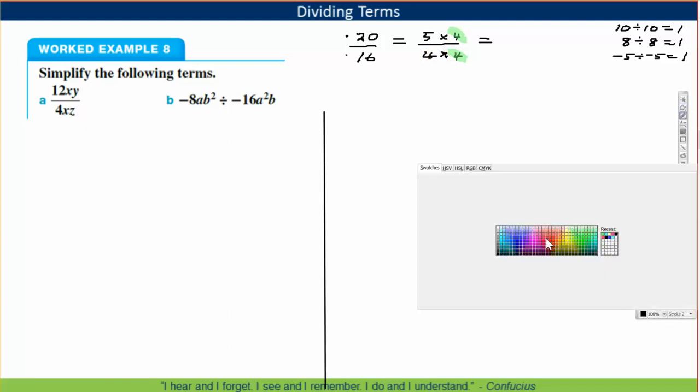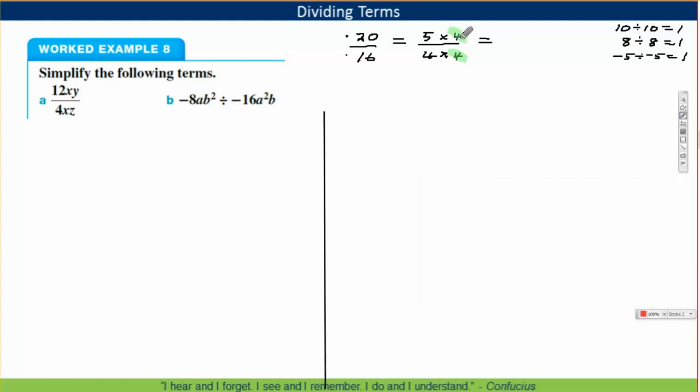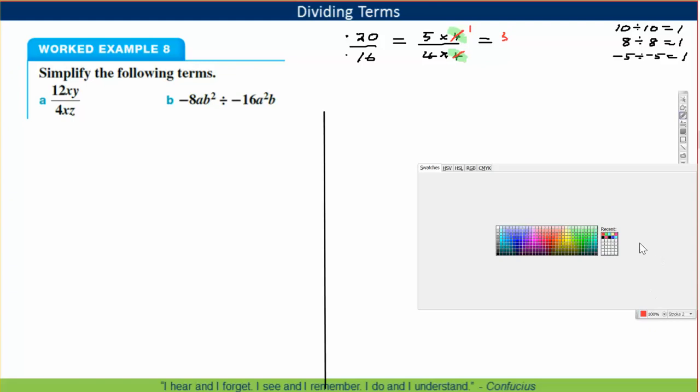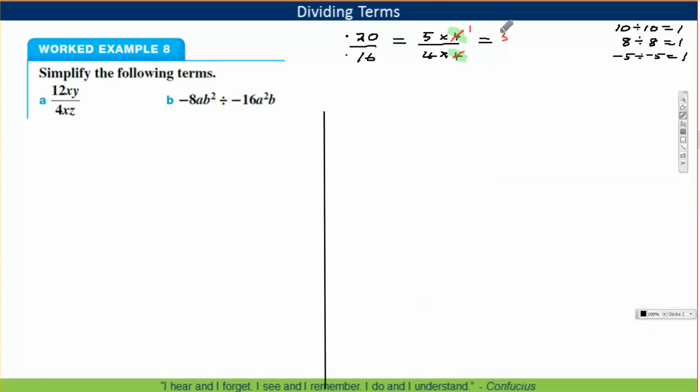Normally you'll sometimes see people put a little line through, and they put the number 1 for what's left. So here, just left is 1. So we end up with 5 on 4 times essentially 1 over 1, which of course is just 5 on 4.